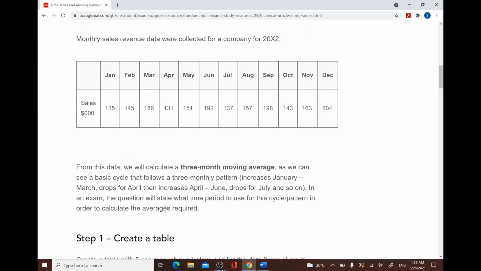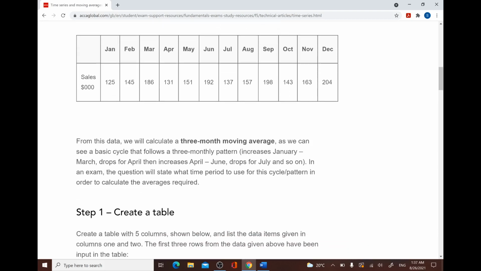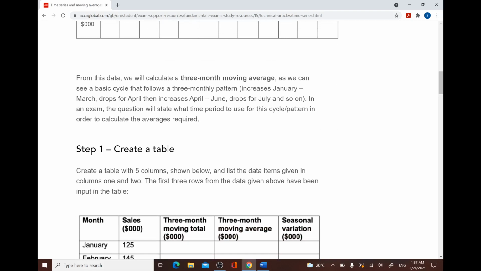We've got the sales from January to December, and you can see every single month has different figures, but somehow we believe that there could be a trend or seasonal variations to be identified. So from this data, we calculate a 3 months moving average, let's assume. In the questions, they will show you.